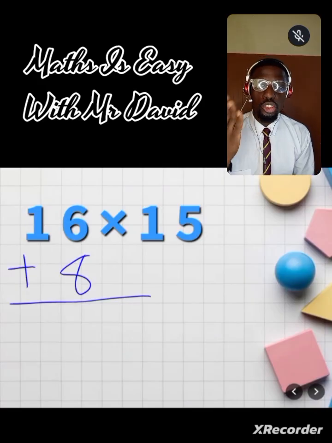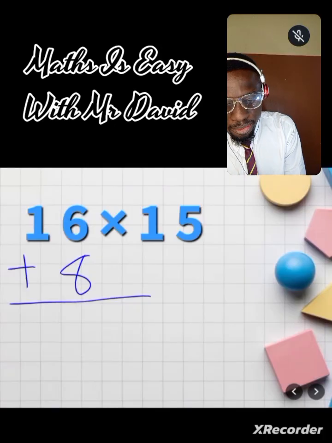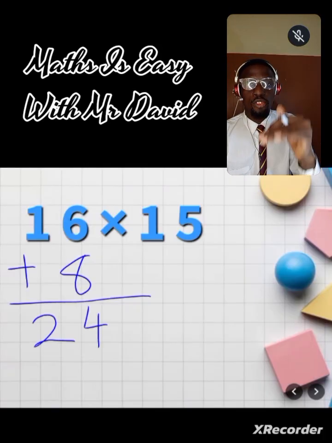16 plus 4 is 20. 20 plus 4, that's 24. So 16 plus 8 is going to give me 24. Or I do 6 plus 8, 14, take 1 off. I have 1 plus 1, 2.